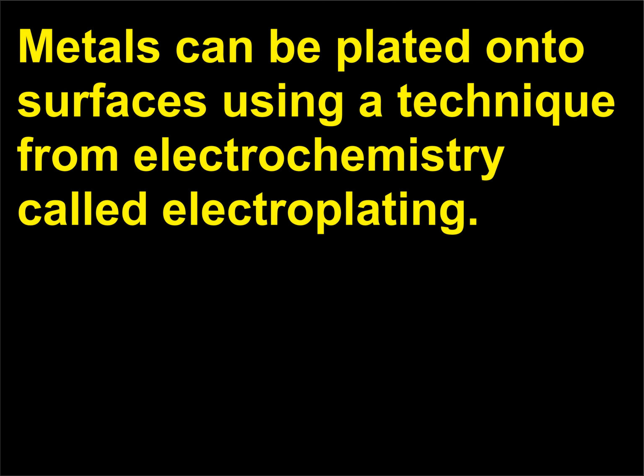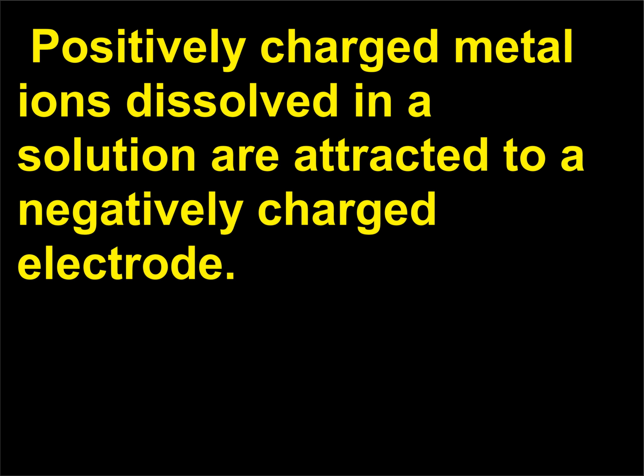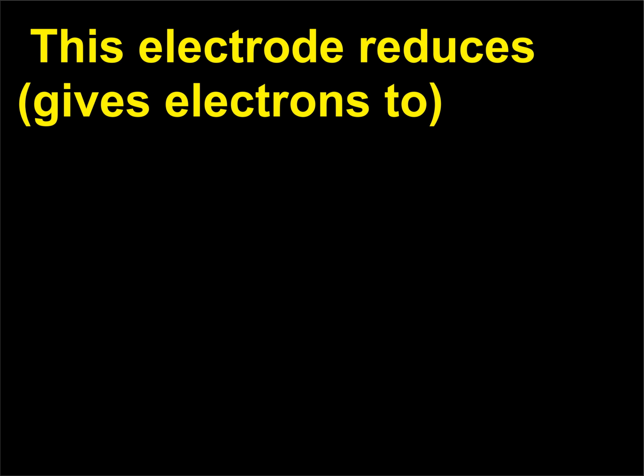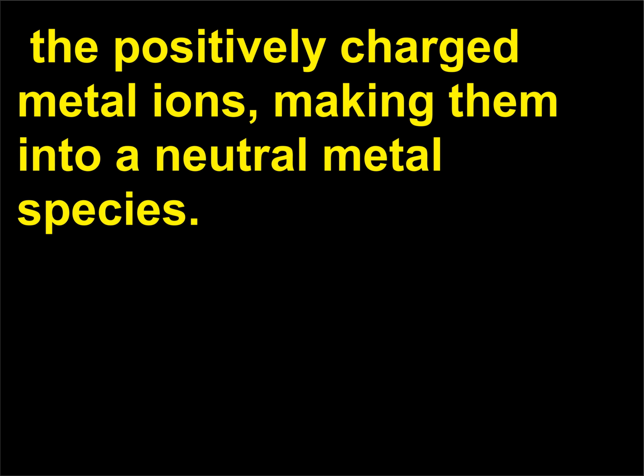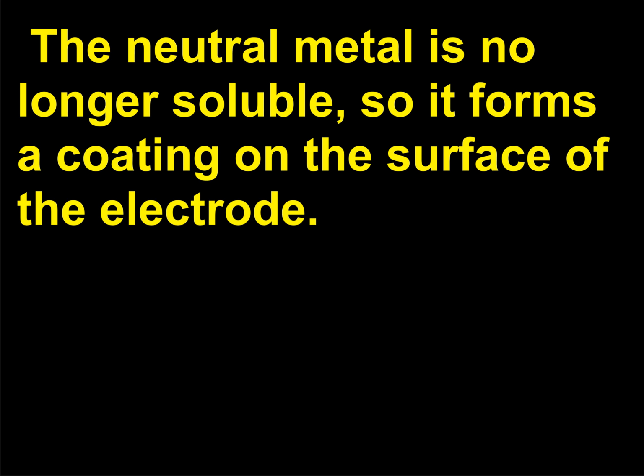Metals can be plated onto surfaces using a technique from electrochemistry called electroplating. Positively charged metal ions dissolved in a solution are attracted to a negatively charged electrode. This electrode gives electrons to the positively charged metal ions, making them into a neutral metal species. The neutral metal is no longer soluble, so it forms a coating on the surface of the electrode.